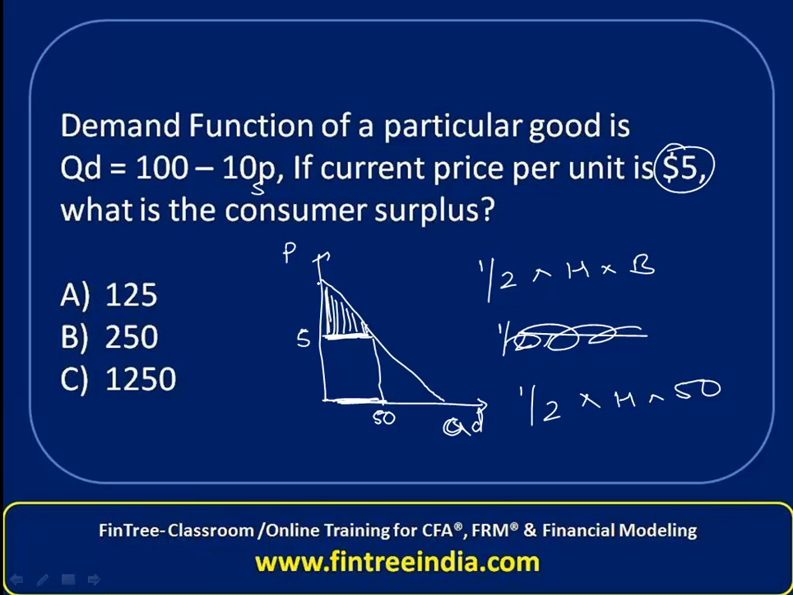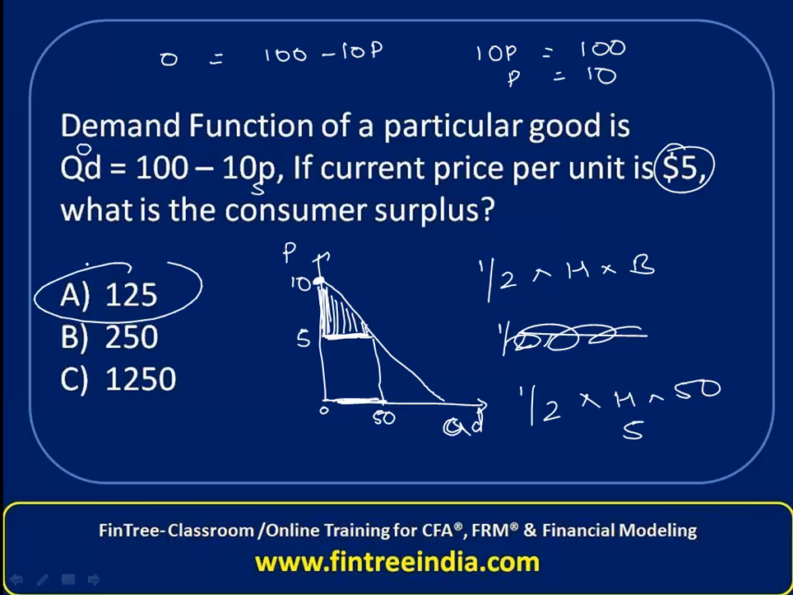What next we need to calculate is the height of this triangle. And what is the meaning of this point? This point is the price when the quantity demanded would be 0. So if I substitute 0 in this equation, it would be 0 is equal to 100 minus 10p, which would give us 10p is equal to 100, which would give us price is equal to 10. Which means if the price is 10, quantity demanded would be 0. So the vertical distance of the triangle now becomes 5, and therefore the answer is 1/2 into 5 into 50, which would give us 125.